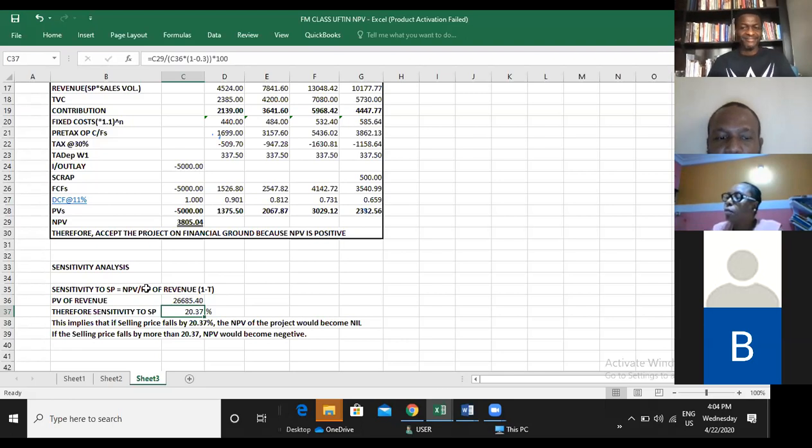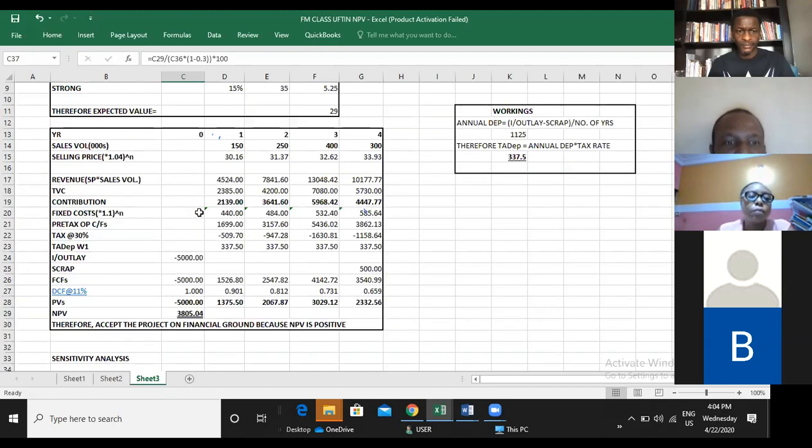No, it's just if you think about it logically, if we are saying that if the selling price should fall by 20.37%, the truth about it is, if you go back now, please, all of us, if we can see my screen, and subtract 20.37 from our revenue figures, your net present value will become 0. Do you get what I'm saying?